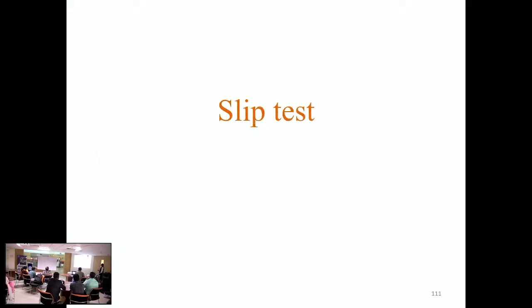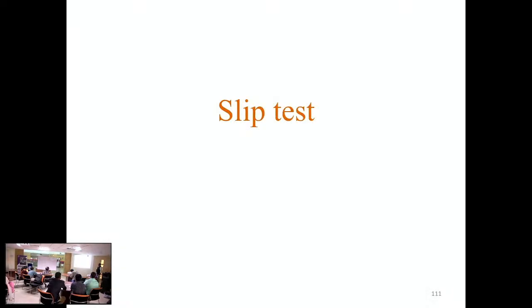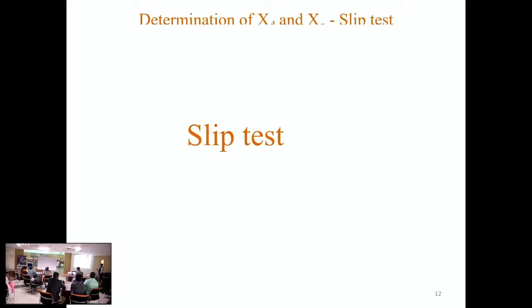So next is the slip test. So why do we do the slip test? To determine this XD and XQ. In the case of a cylindrical rotor machine, we have the OC test and SC test to determine ZS and XS. Here, to determine XD and XQ, we will perform the slip test. Okay, this test is very interesting. We will run the synchronous machine as an induction motor using the induction motor principle. Okay, let us see the determination of XD and XQ.